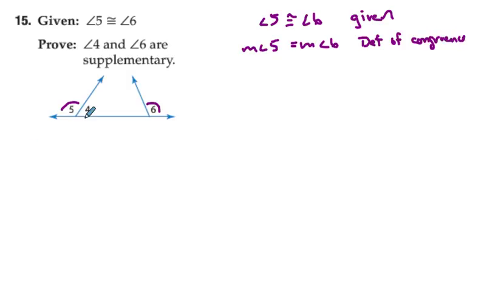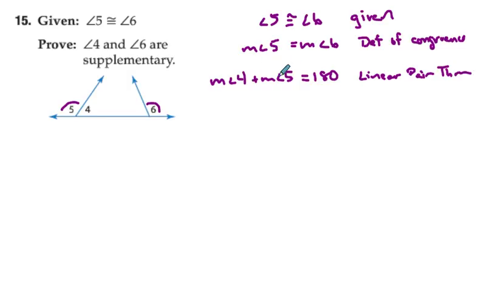The next thing is to see that 4 and 5 are going to add up to 180. So the measure of angle 4 plus the measure of angle 5 equals 180 degrees. That's going to be the linear pair theorem that says that they're going to be supplementary.